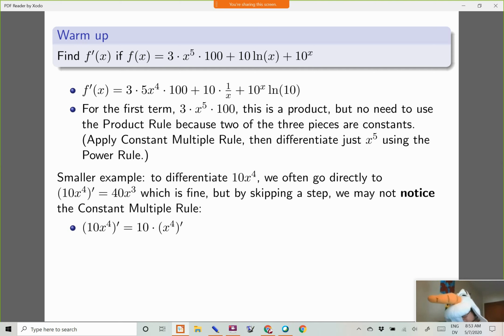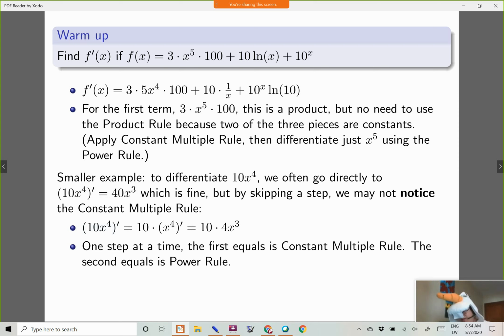So, and then to differentiate x to the fourth, that part is the power rule. So the 10 is copied, differentiating x to the fourth, giving you 4x to the third. Only that part really is the power rule. Sometimes we just go from here to here and say, oh, power rule. Like, it was really constant multiple rule applied, and then the constant multiple rule asks us to differentiate x to the fourth, and then that part is the power rule.